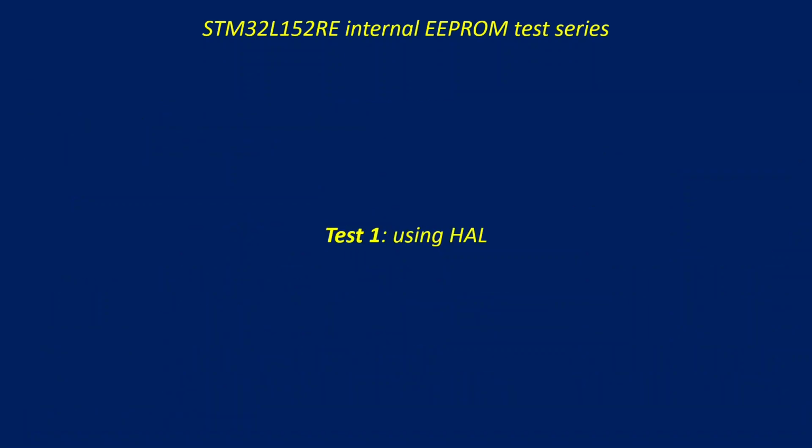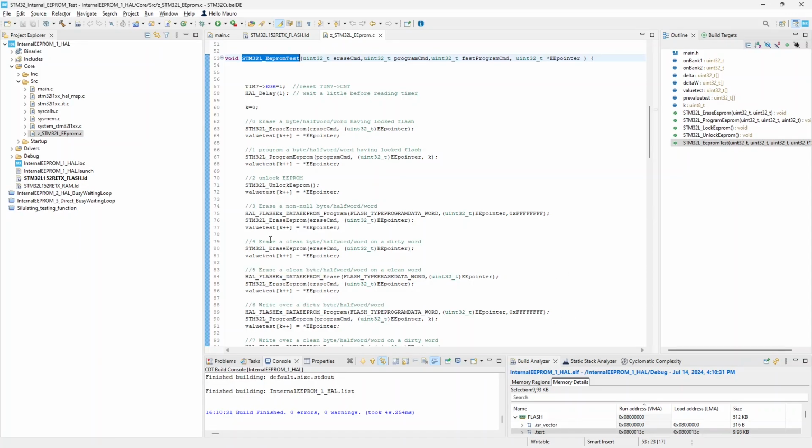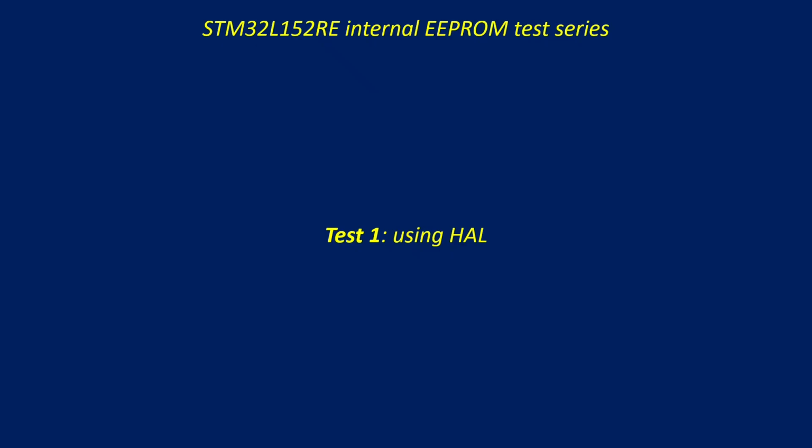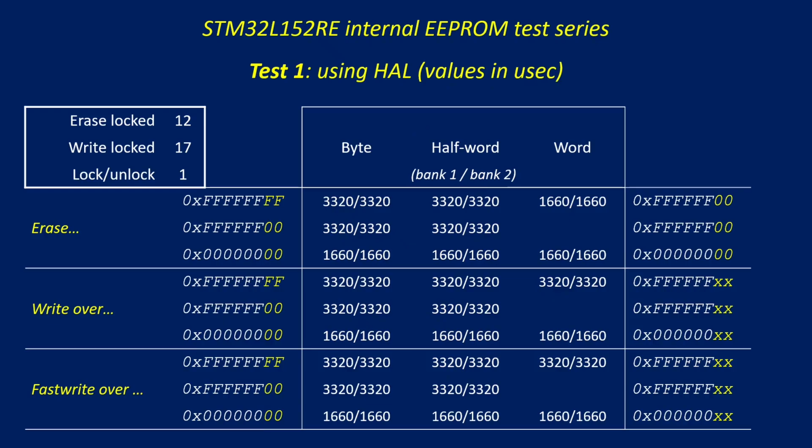In the first version of the test, I will use the functions provided by the HAL library. For each function used in the test, I just apply the corresponding HAL function. Detecting the timer 7 counter value before and after the function call, I will measure the time needed. That's the result. Values in microseconds.